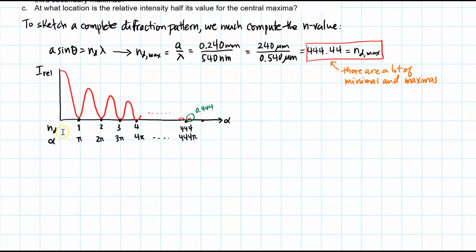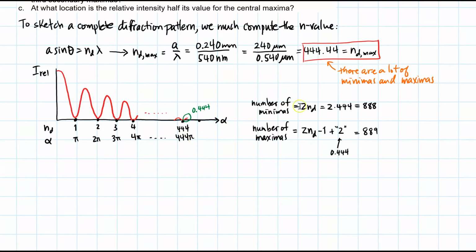Plot the relative intensity. There should be 444 minima on one side, and that 0.444 is almost at the maxima. So if I start counting these, the number of minima is 2n, so it's 2 times 444, which gives me 888 minima. When I look at the maxima, it's typically 2n minus 1, but because of that 0.44 being close to the maxima, I'm going to count that because it looks like a maxima at that relative intensity. So then I get 889 maxima.